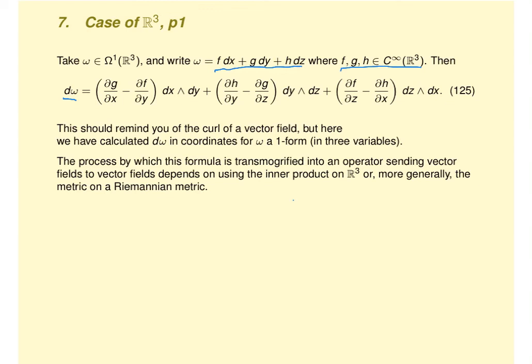I can say at the moment that the process of calculating d omega can be transmogrified into an operator on vector fields that sends vector fields to vector fields. And that depends on using the inner product on R3, or you can think of that as a particular case of a Riemannian metric. But this is a genuinely new piece of serious mathematics that translates the omega and the d omega into vector fields and turns this process into taking the curl.